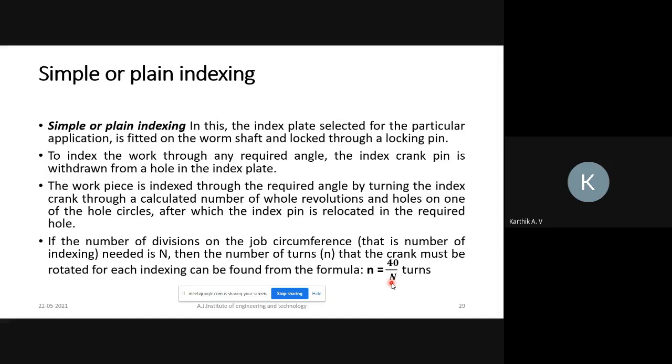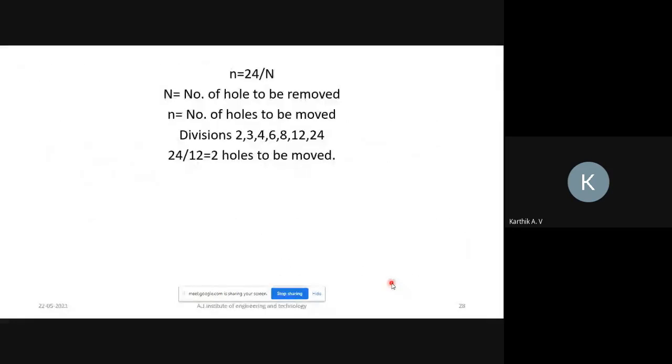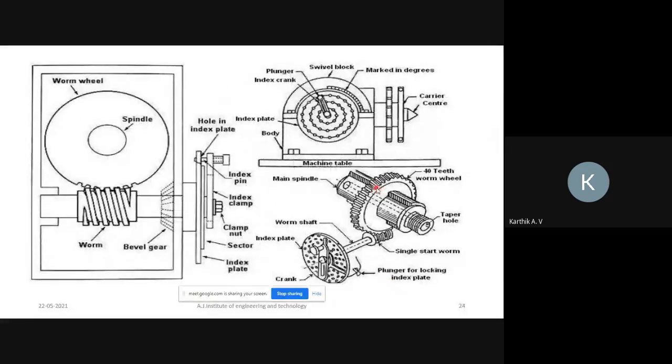40 rotations of the crank pin is equal to one full rotation of the spur gear. Here you can observe this is called a spur gear. The spur gear is attached to the worm wheel. In the direct indexing mechanism, this mechanism is not there, so this shaft is directly connected to the workpiece.